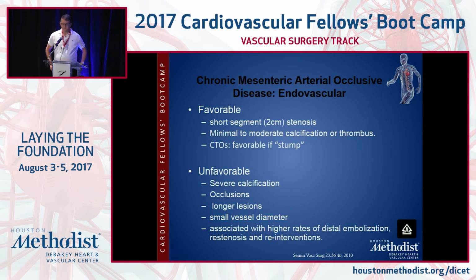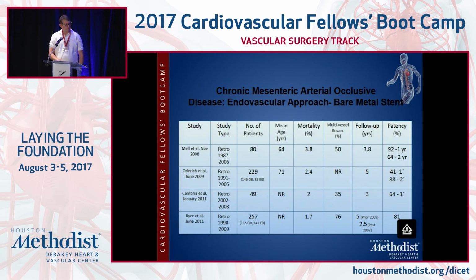So what kind of lesions can be treated endo? Well, again, it's very similar to lower extremity decision-making. Favorable endovascular lesions are short. They have minimal or moderate calcification or thrombus. And they can be chronic total occlusions as long as you have a little lead point to get into the ostia of the vessel. If it's a flush occlusion, flush with the aorta, and I'll show you a case here, that's very difficult, I think, to get a good result with an endo approach. So unfavorable lesions for endo are the opposite of all of those things.